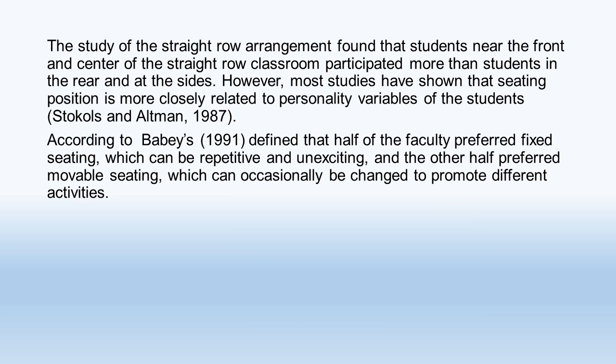The study of the straight row arrangement found that students near the front and center of the straight row classroom participate more than students in the rear and at the sides. However, most studies have shown that seating position is more closely related to personality variables of the student. According to Babies, half of the faculty prefer fixed seating, which can be repetitive and unexciting, and the other half preferred movable seating, which can occasionally be changed to promote different activities.